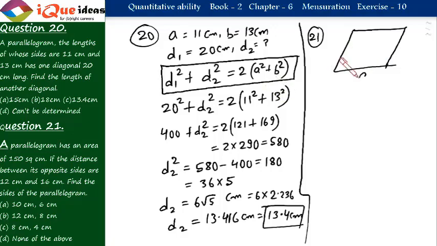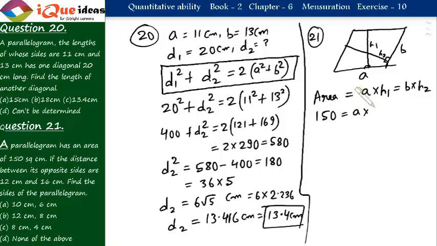Okay, let's say this side is A, this side is B. This is one perpendicular, let's call it H1, and this is the other perpendicular, let's call this H2. Now, the area of a parallelogram is calculated as a side and the corresponding perpendicular, that is H1. So it is A into H1. Similarly, it can be B into H2. Alright. Now area is given as 150. Right. So it is A into H1, where H1 is given as 12. Similarly, it is B into H2, where H2 is given as 16.